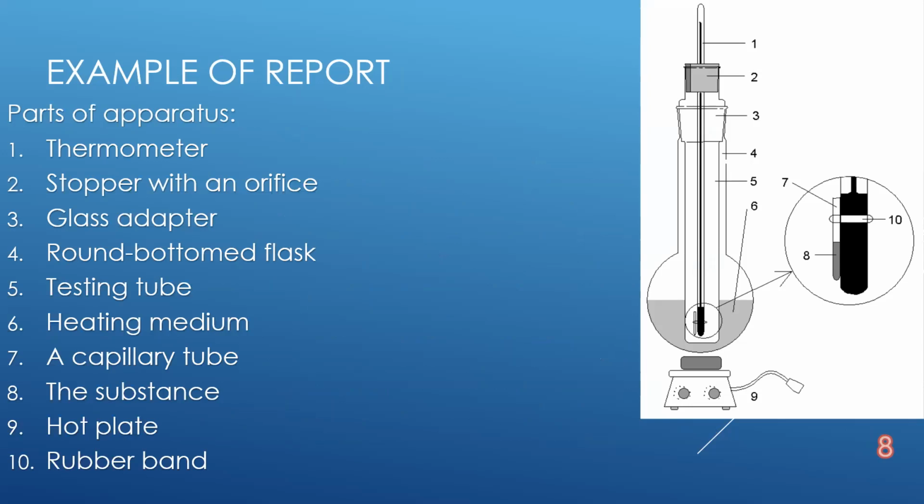Next, the parts of the apparatus for determination of melting point, such as the thermometer. The next major part is a round-bottomed flask with a long neck. As you can see in the video, there's a testing tube in which is located the thermometer with the capillary tube itself, the heating medium which is used for heating the apparatus evenly, and a hot plate for heating the apparatus itself.